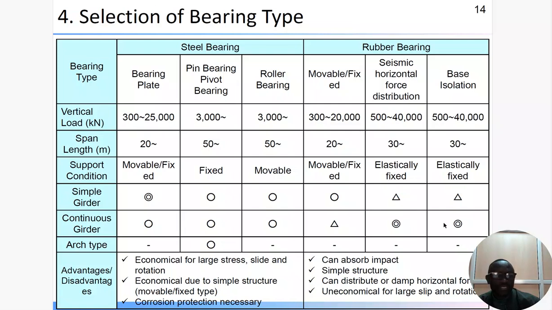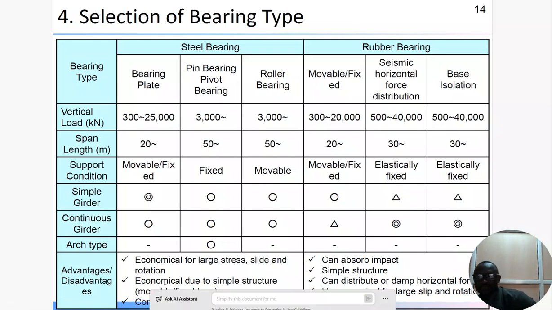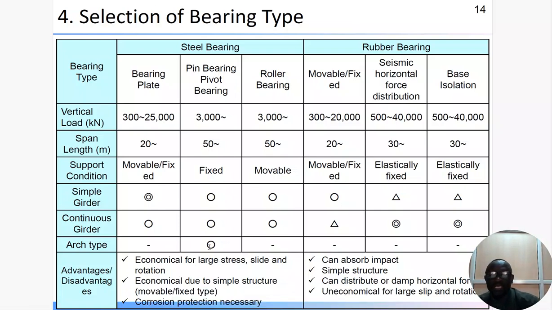Of course, as students, we shall get the explanation for this and try. So the advantages are here: economical for large stress slide, and so on. If you look at the steel, it's telling us that in most cases these are fixed.